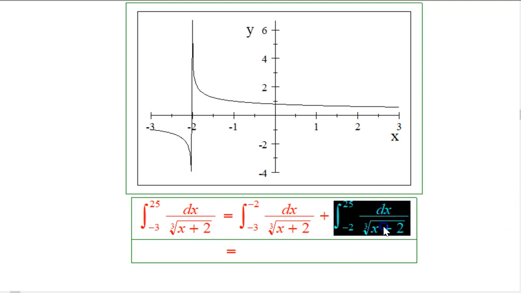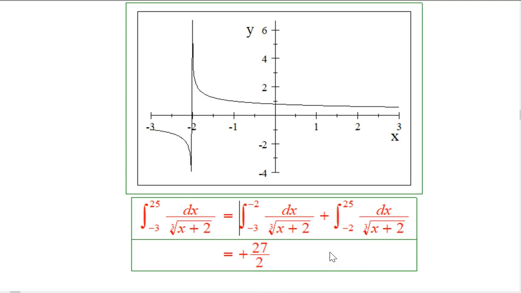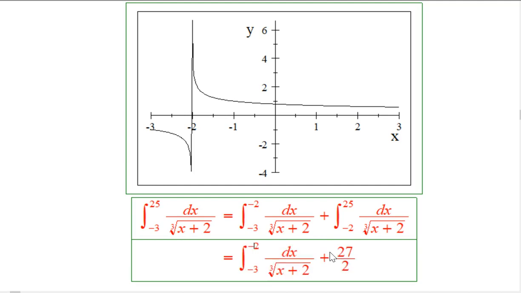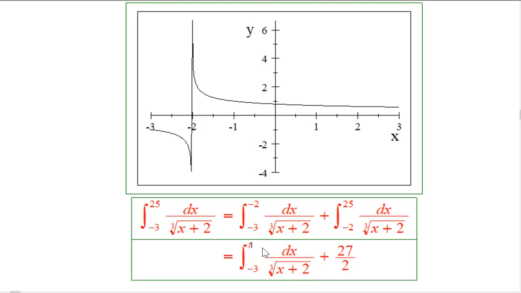This one is exactly what we just did before. So that is going to be plus 27 over 2. Okay. And then this one, how do we do this one? We still have to deal with, we've reduced it now to something where the discontinuity, the asymptote, is on the exact right-hand side of the interval of integration. So we'll call that a t, and we'll do the limit as t now approaches -2 from the left.